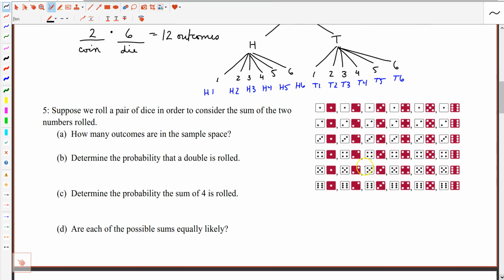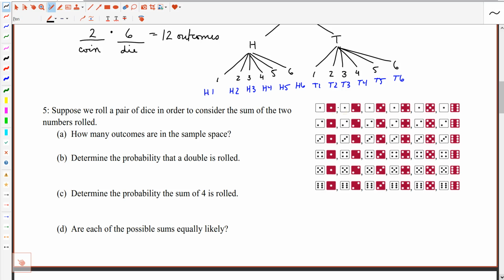So here's an orderly list for this example. Now suppose we roll a pair of dice. You're going to roll 2 dice, and you're going to consider the sum of the 2 numbers rolled. The first question is, how many outcomes are there in the sample space? We have this organized over here in this table. This is showing us what can happen on the first die and what can happen on the second die.